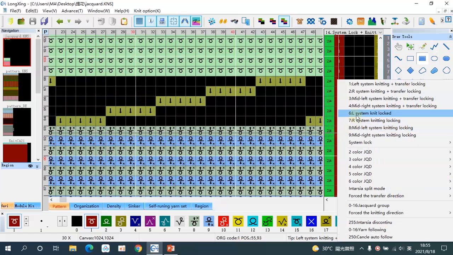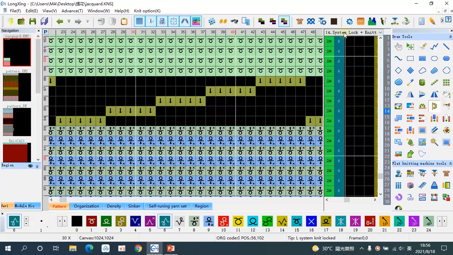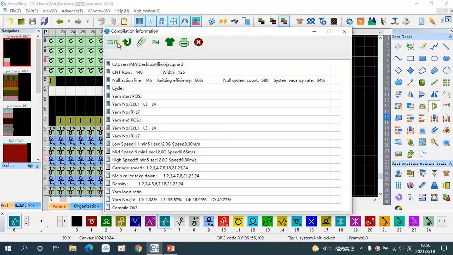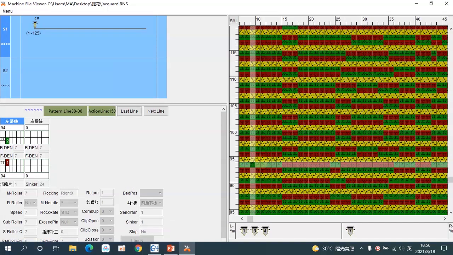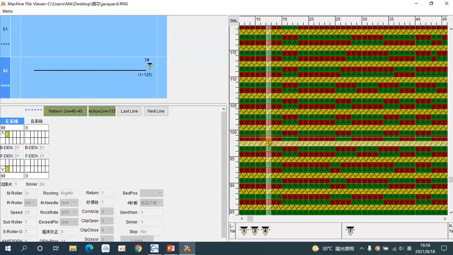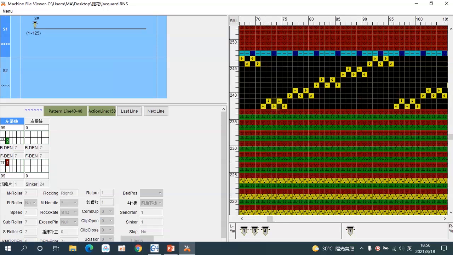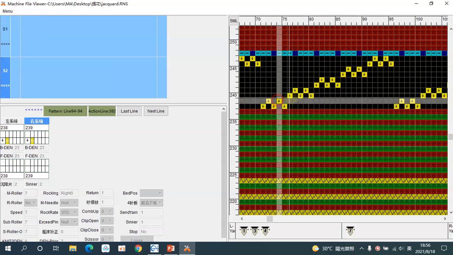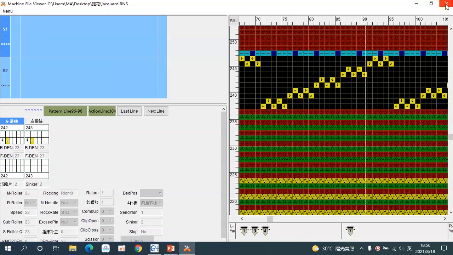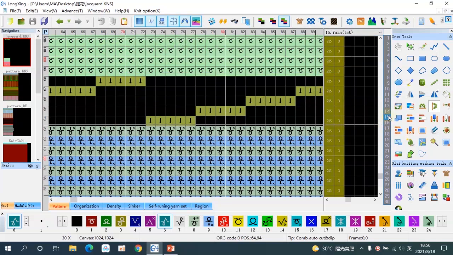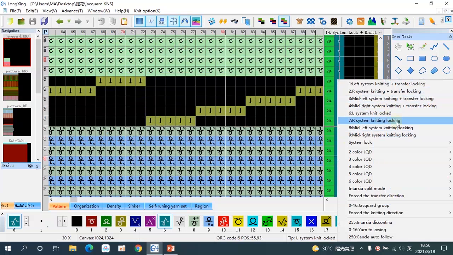Now, if we select 6 left system knit and lock, then fill those lines, then compile. Now you can see the left system knitting locking. The left system is locked during knitting, and all systems can be locked during transfer. The following options are also similar. You can try by yourself.